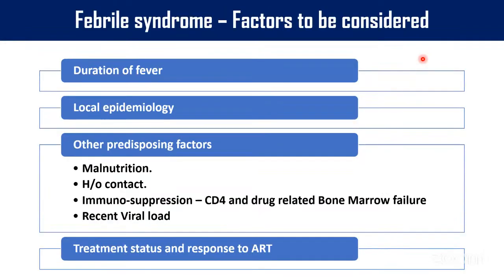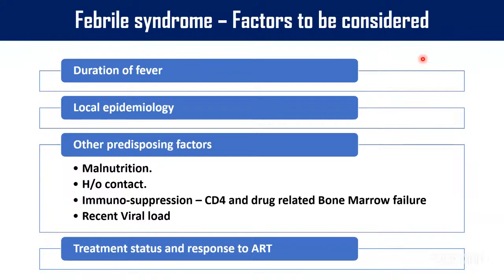So any child who has come with fever, you look at whether it's an acute fever or a chronic, I mean prolonged fever, the duration, and what the local epidemiology is. Suppose this is a season of dengue or malaria or rickettsia, so your local epidemiology will direct you towards your diagnosis.